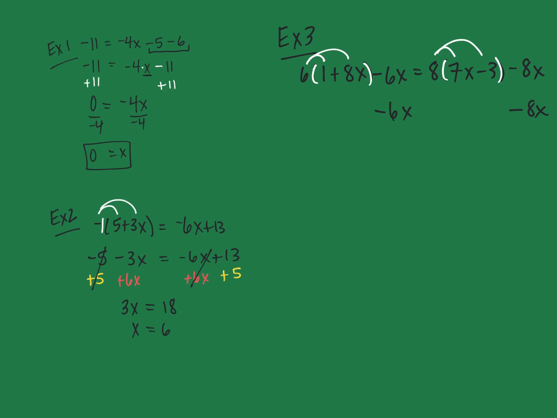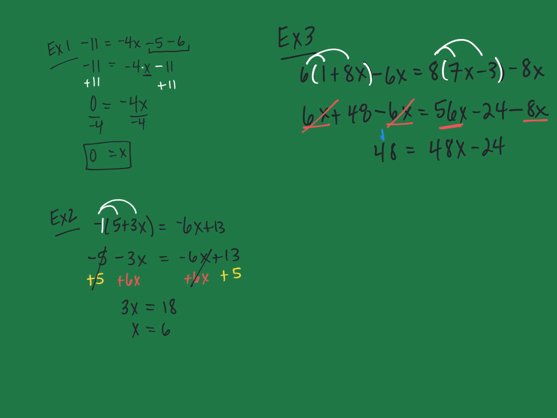So when I distribute, I end up with 6x plus 48, and then equals 56x minus 24. Now when I look at this, it looks pretty confusing, but I can start to combine like terms. First thing I notice is 6x and negative 6x will cancel. So that's just going to give me a 48. And then I've got 56x minus 8x, which gives me 48x minus 24.